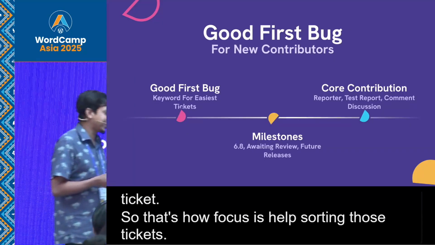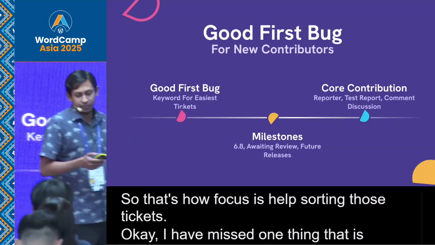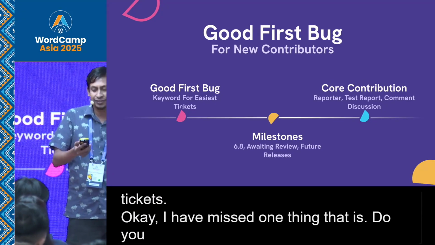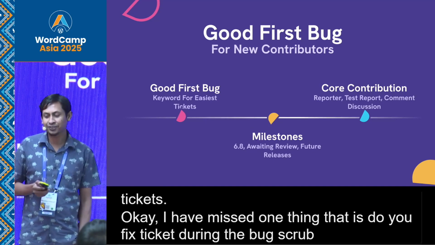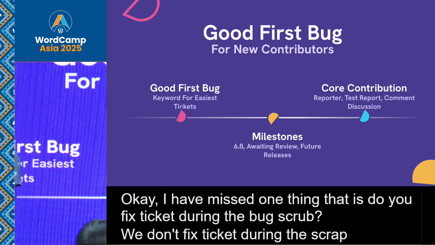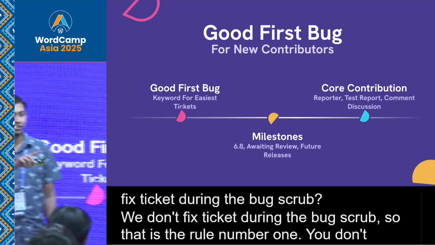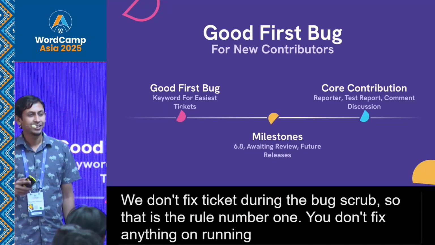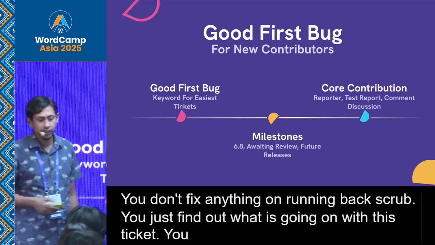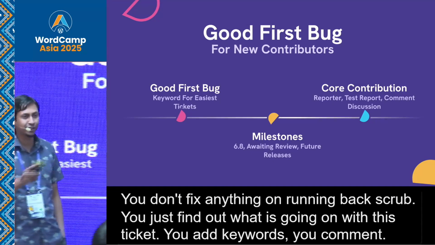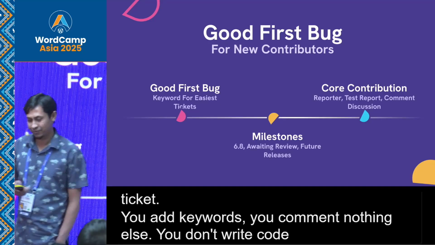Okay, I have missed one thing, that is, do we fix tickets during the bug scrub? We don't fix tickets during the bug scrub. That is rule number 1. You don't fix anything when running a bug scrub. You just find out what is going on with this ticket. You add keywords, you comment, nothing else. You don't write code during a bug scrub.